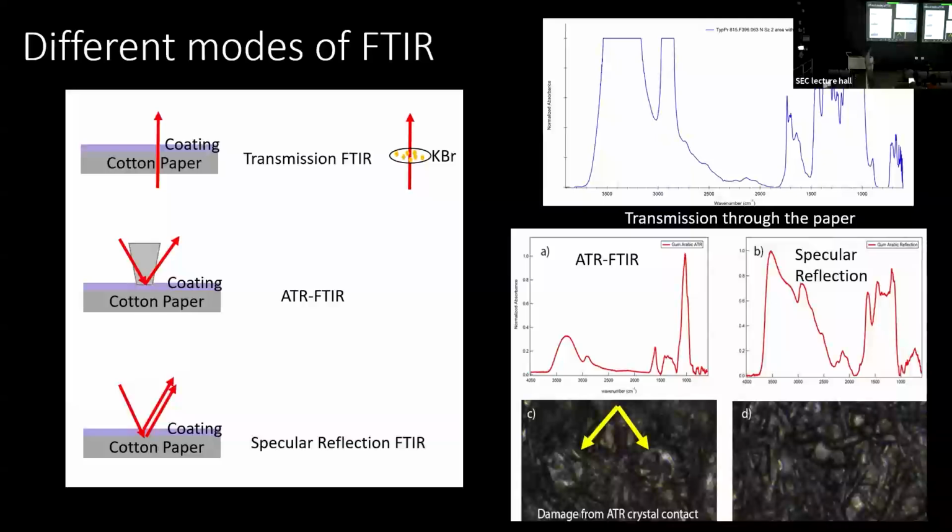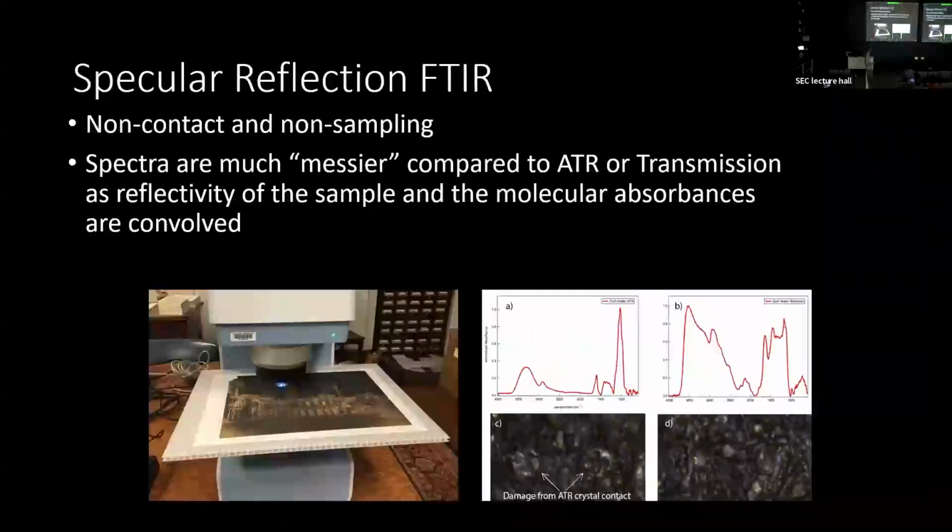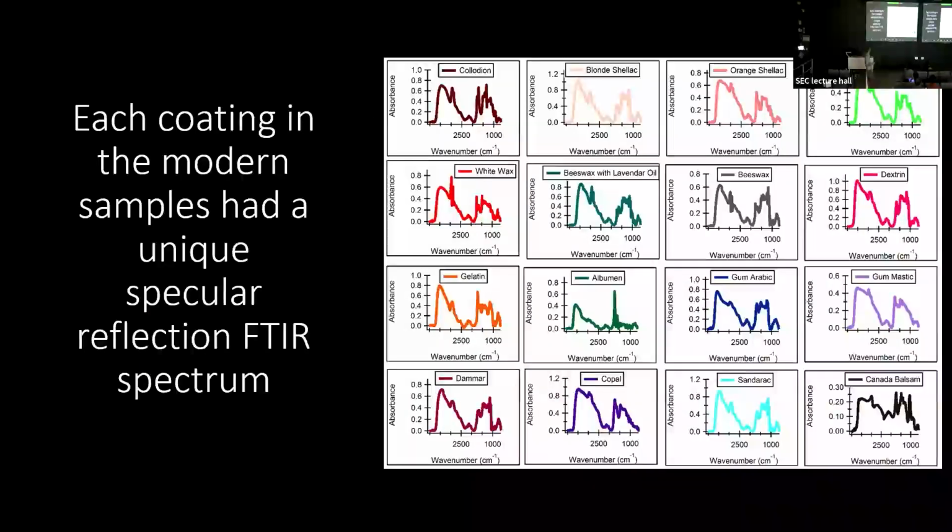Even though these are the same chemicals, the physics between the ATR technique and the specular reflection technique means we get very different looking spectra. And unfortunately, most of the spectral libraries people have are for this ATR mode. And so we had to generate our own spectral libraries for this reflection mode.